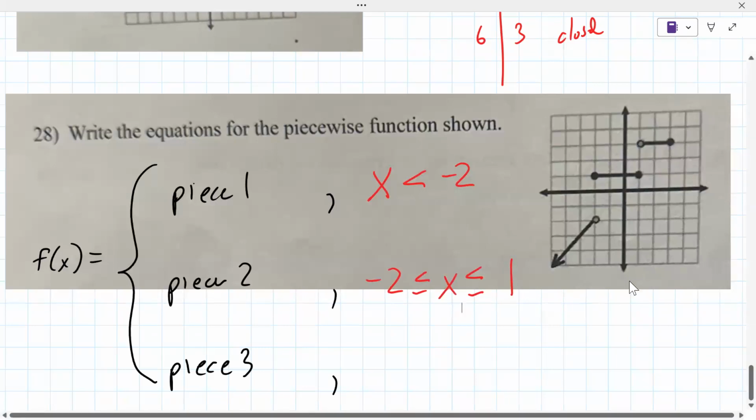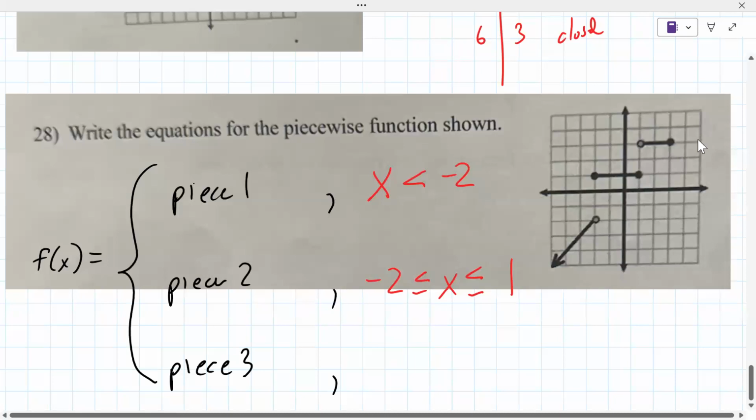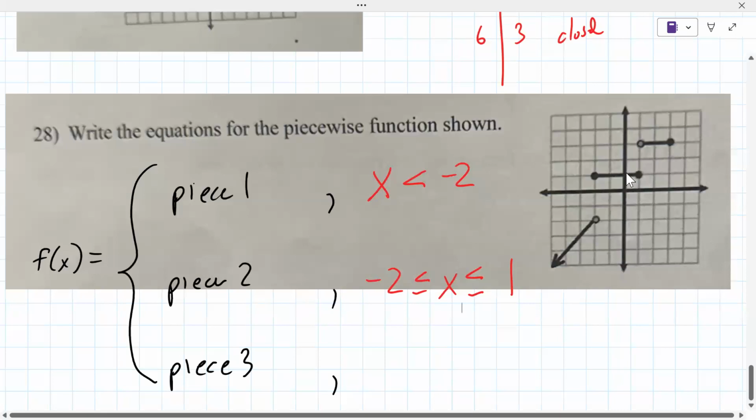Last one here. Would it be x is greater than 1? It would if it went forever to the right. You do know, come on, it's no different than this one. It's just that it's got an open circle and a closed circle. Like it's two numbers.